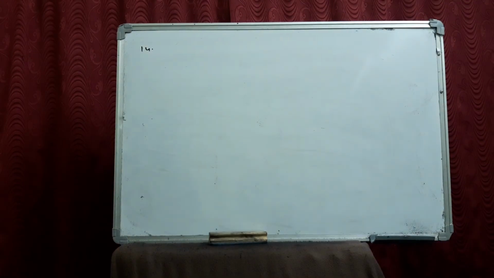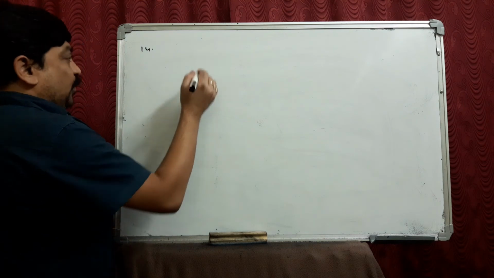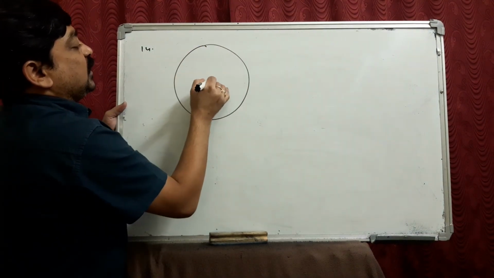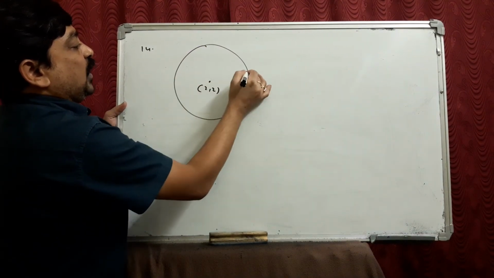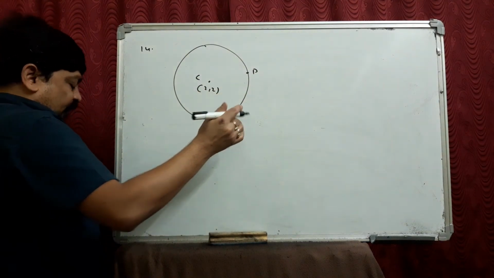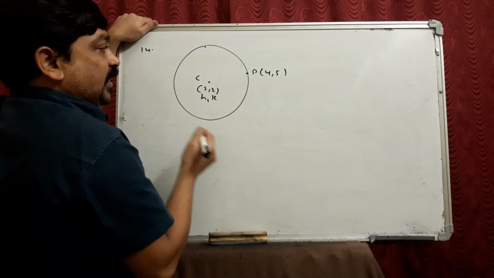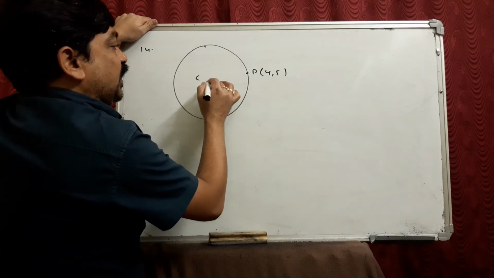Now see the 14th question. What did they give? Equation of circle with center 2, 2. See, center is 2, 2 and passing through the point 4, 5. See, for a circle we need center h, k and radius. For the radius, what we can do?